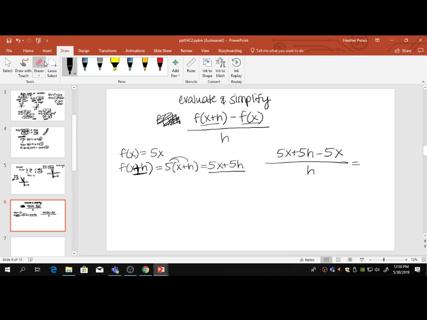And then we just simplify this. So the 5x minus 5x, that cancels out, leaving us with 5h over h. And then we can simplify it even more because the h's will cancel out. And so my answer is going to be 5.